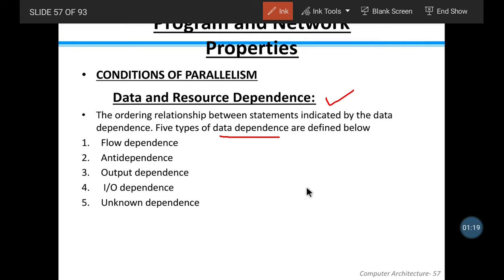So basically there are 5 types of data dependence. One is flow dependence, anti dependence, output dependence, input output dependence, and fifth is unknown dependence. Here we are trying to find parallelism among the program statements. In this book they have discussed these 5 types of data dependence. We'll discuss each one with an example now.